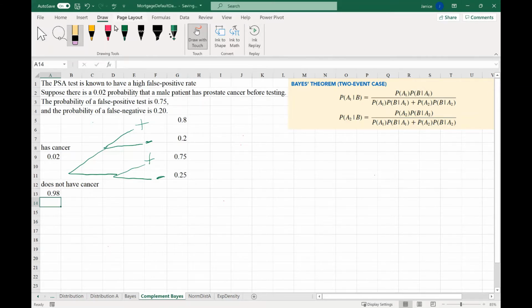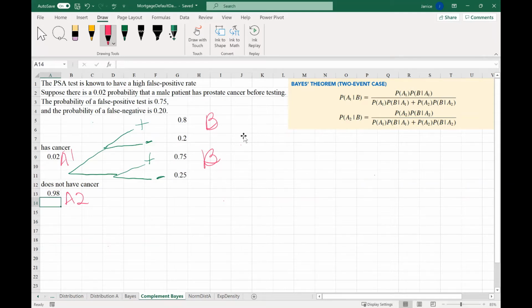Now, let's identify these values so that we can plug them into the equation a lot easier. So we're going to say this is our A1 and this is our A2 for our first equation, when we're asking what is the probability of a false positive test. In that, we're going to have A1 and A2. And since we're looking at a false positive, these are our B's.